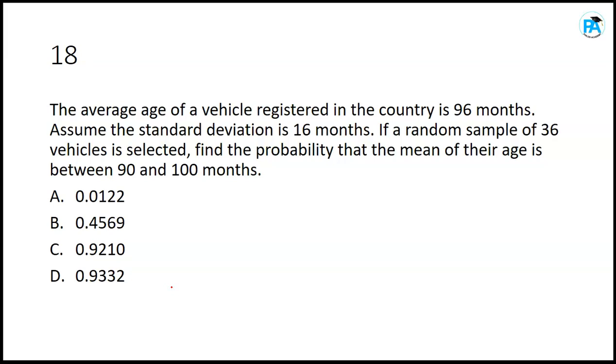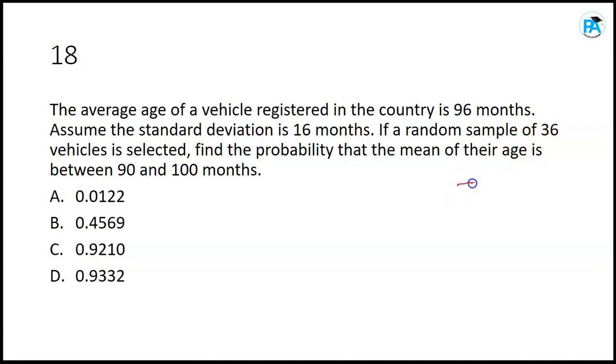Question 18 says, the average age of a vehicle registered in a country is 96 months. Assume the standard deviation is 16 months. If a random sample of 36 vehicles is selected, find the probability that the mean of their age is between 90 and 100. Between. Now, this is not just a normal distribution like the one we were doing before. See, you are given a random sample of 36. In this one, they give you the n.